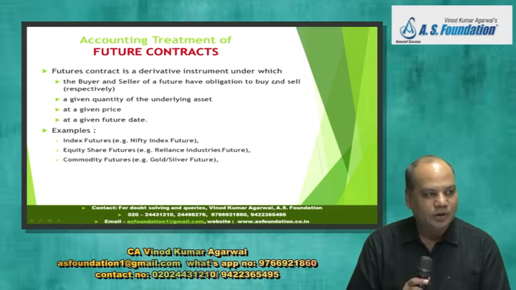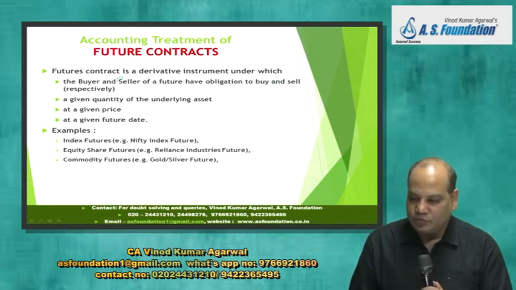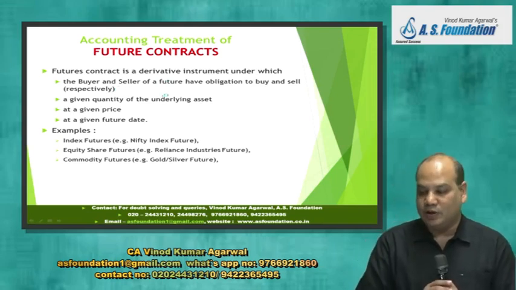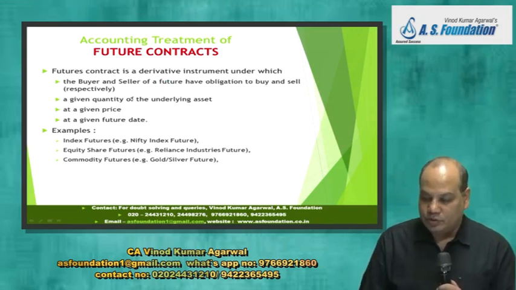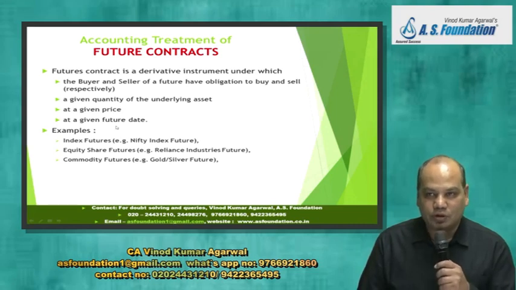So today, for the first few minutes, we will take questions on derivatives. For that we'll understand the contract. What is a future contract? It is a derivative contract under which the buyer and the seller of a future have an obligation to buy and sell respectively a given quantity of the underlying asset at a given price at a given future date.